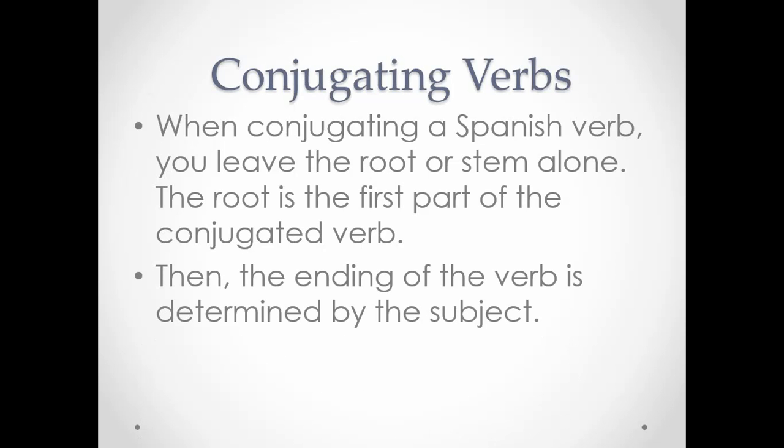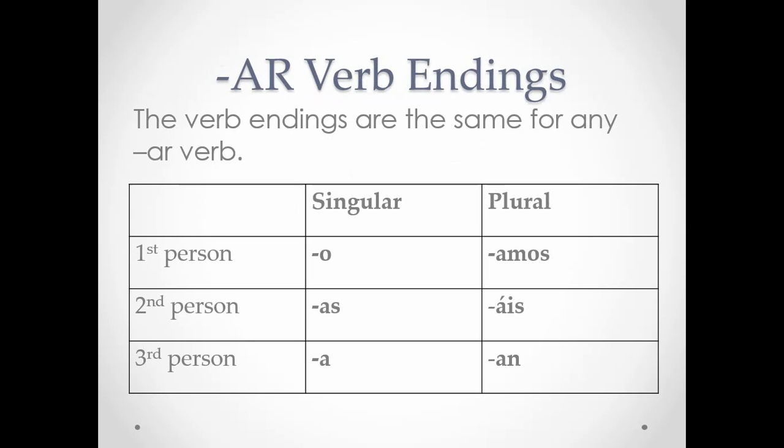Then the ending of the verb is determined by the subject. We do this a little bit in English, like dance changes to dances for a third person subject. So there are sets of endings for AR verbs, ER verbs, and IR verbs. The verb endings are the same for any AR verb. And those endings are o, as, a, amos, ais, an. So you tack those endings on after the stem when you conjugate a verb.